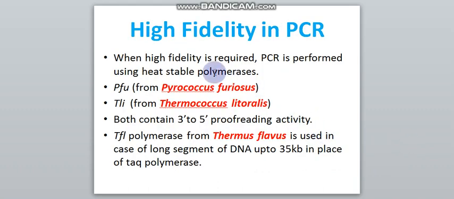High fidelity in PCR. When high fidelity is required, PCR is performed using heat-stable polymerases: Pfu from Pyrococcus furiosus and Tli from Thermococcus litoralis. Both contain 3' to 5' proofreading activity. Tfl polymerase from Thermus flavus is used in case of long segments of DNA up to 35 kb in place of Taq polymerase.